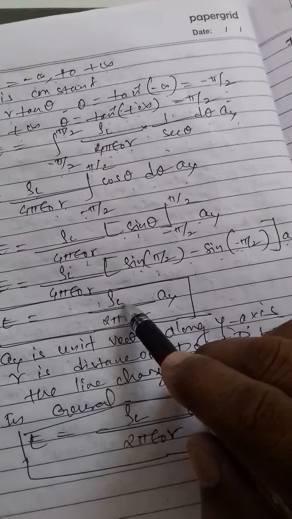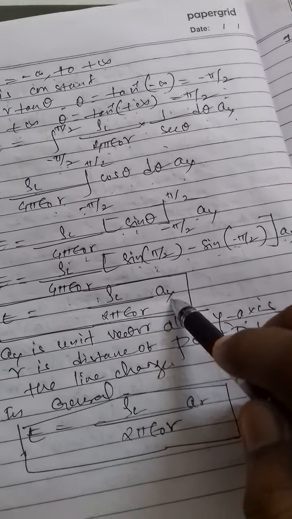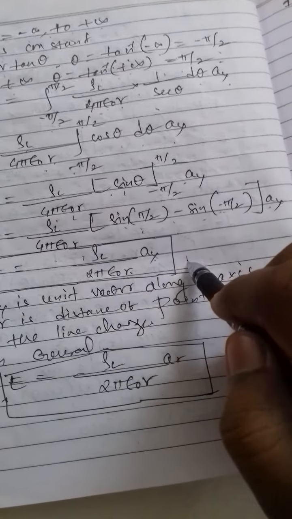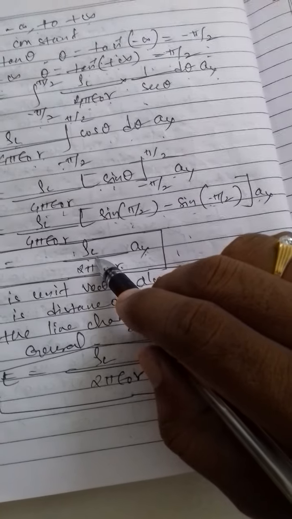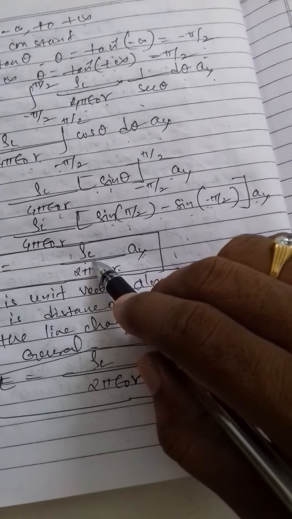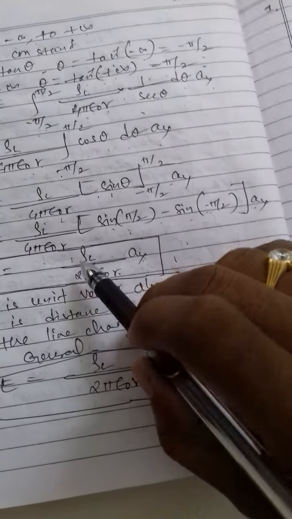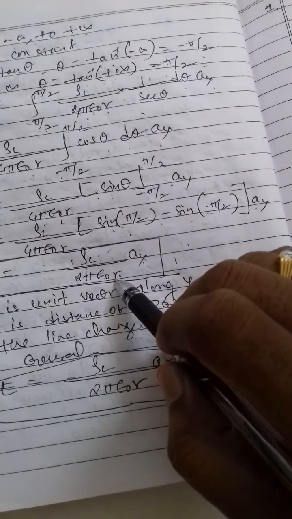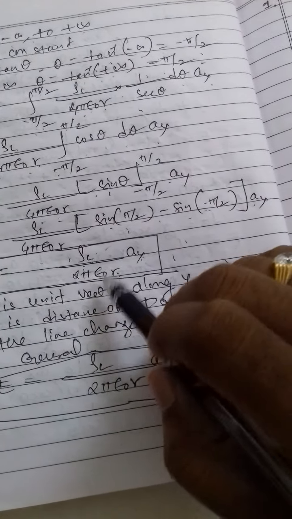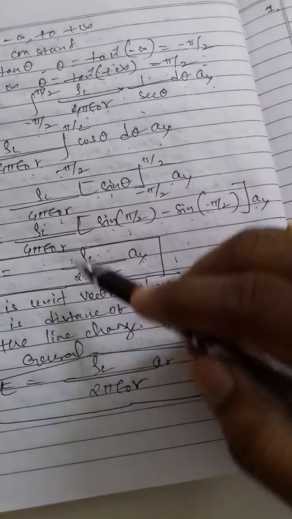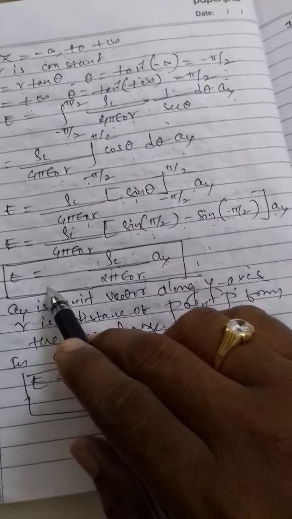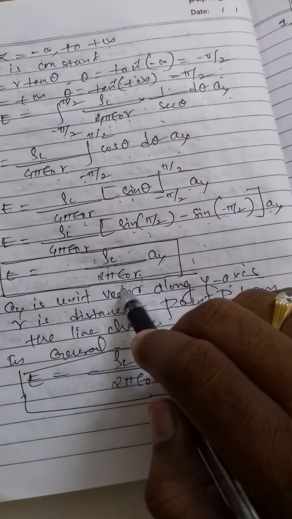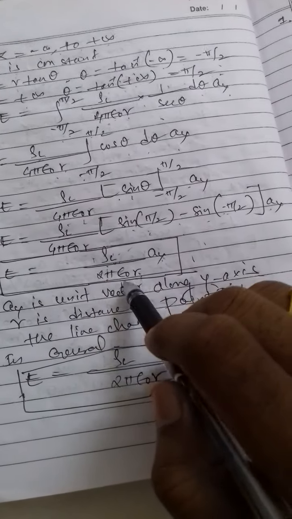So here, rho L upon 2 pi epsilon naught r ay, because the direction of that electric field intensity is along the y direction. Rho L is the magnitude of the line charge density of the line charge, and r is the distance of that point from the line charge. In that way you shall determine the electric field intensity at a point due to the infinite line charge.